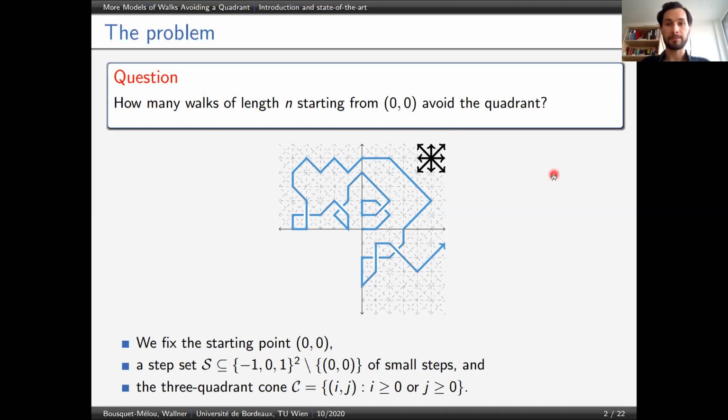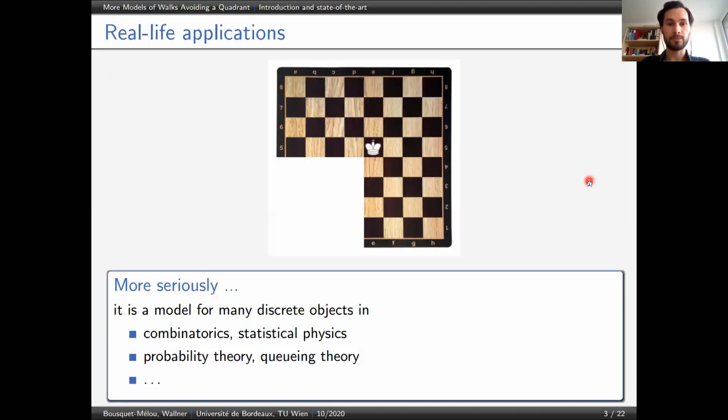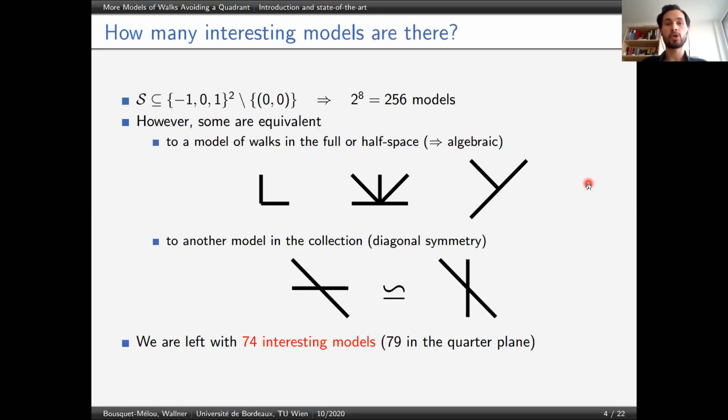This model has, for example, applications when you have a broken chessboard and you want to determine how many moves a king can make on this chessboard. That's why we'll call this model the king walks. More seriously, this is a model for many discrete objects, for example, in combinatorics, probability theory, statistical physics, or queuing theory. In there, many problems are modeled by lattice path problems, and in there often space constraints like non-convex cones appear.